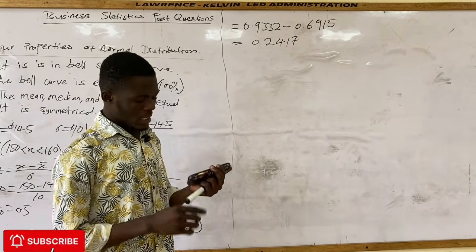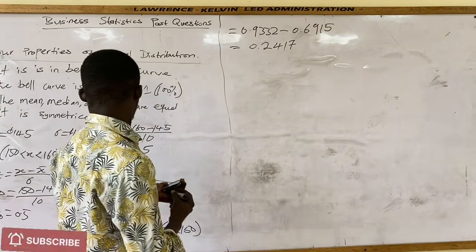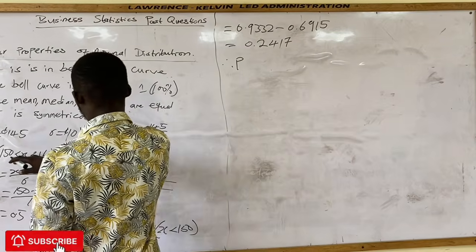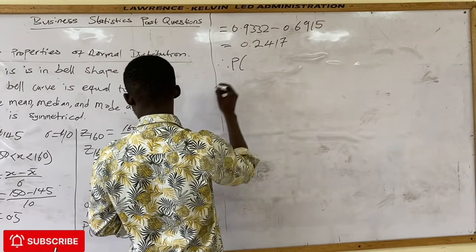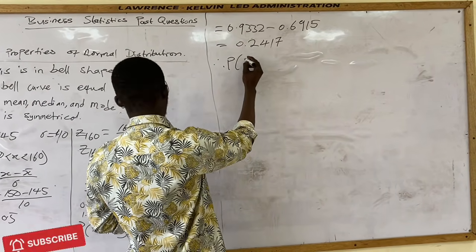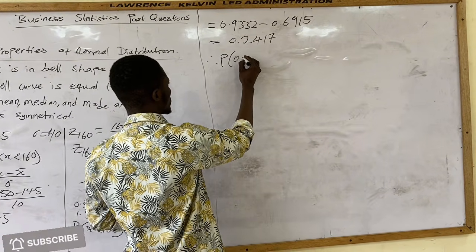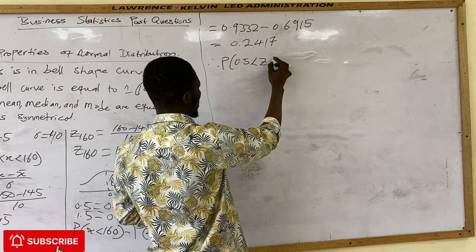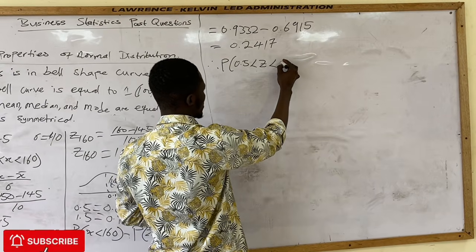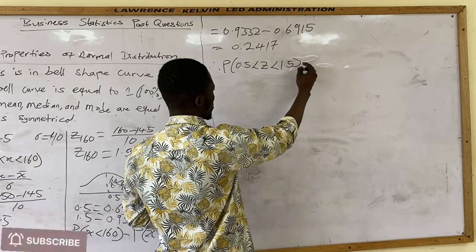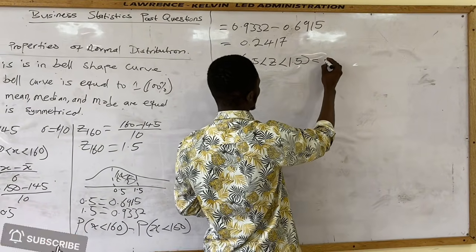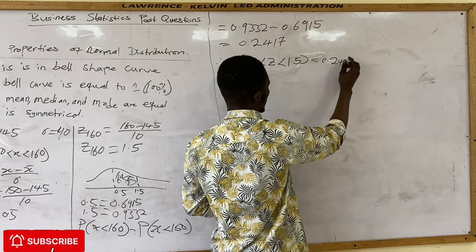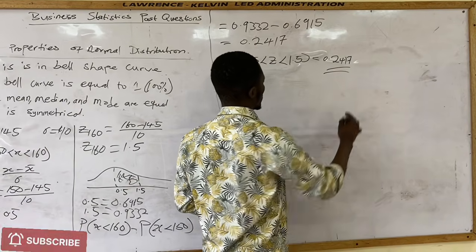So here you just make your conclusion that therefore probability of 0.5 less than z, where z is also less than 1.5, is equal to 0.2417. Okay, you are done.